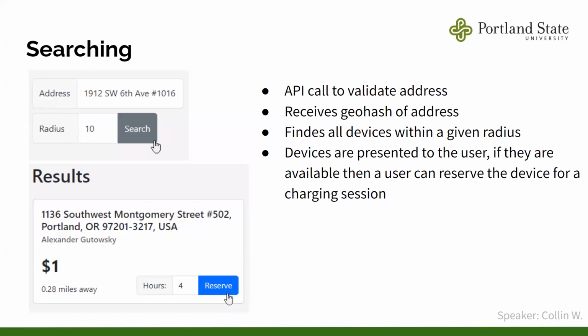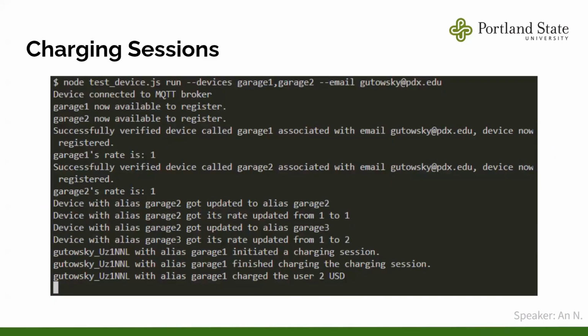And if something is available, then the user can reserve it, and if it's unavailable, then the user cannot reserve it. But once the user hits reserve, then it goes on to our next section. I'm on, and I added MQTT interaction to our app.